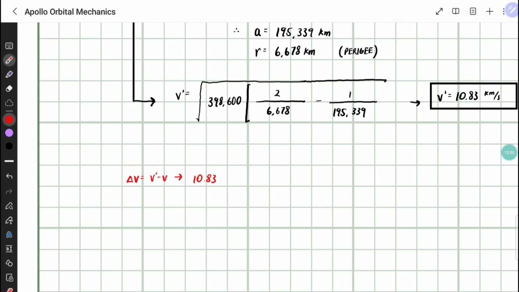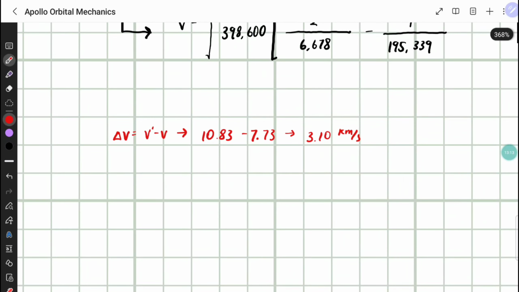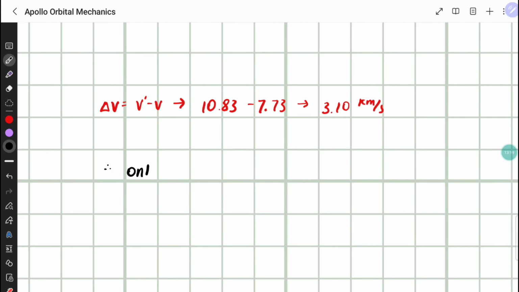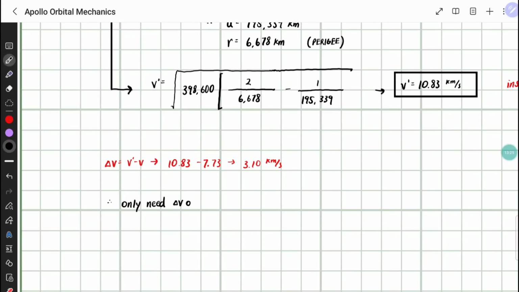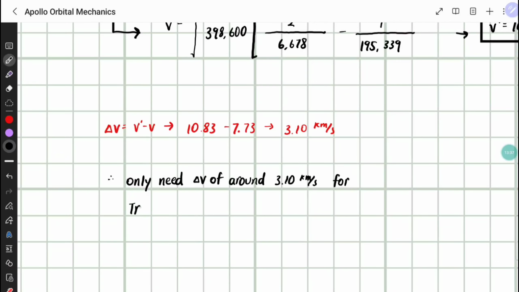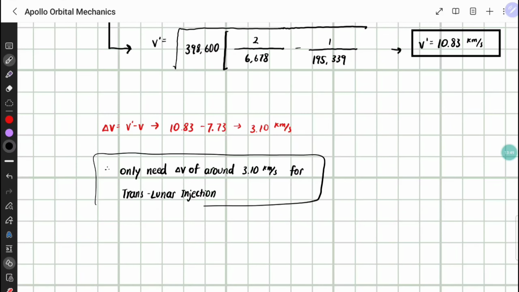Finally, to get our delta V, we just subtract the two velocities we solved for, and we get a delta V of around 3.1 kilometers per second. So in conclusion, we only need a delta V of around 3.1 kilometers per second for our translunar injection, which will get our spacecraft from our low Earth orbit to the moon.